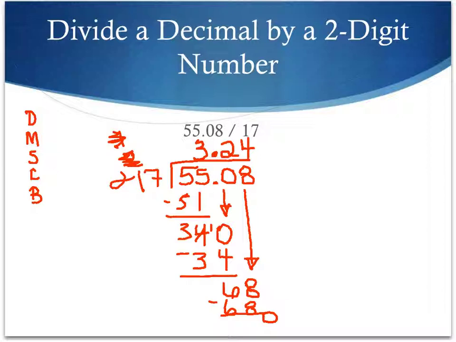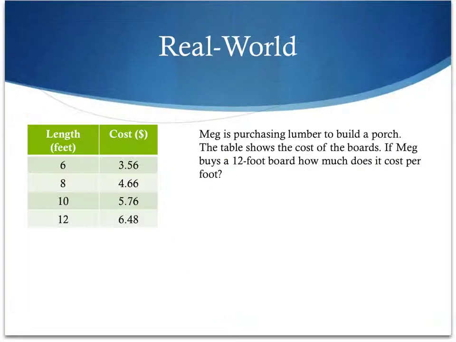So what I can say is that 17 goes into 55.08 3.24 times, which makes a lot of sense because earlier we talked about estimation in compatible numbers. 17 is close to 20 and 55 is close to 60. How many 20s are there in 60? Well, that would be 3. So therefore, my answer of 3.24 is very close to 3. So therefore, I can justify that my answer is correct.